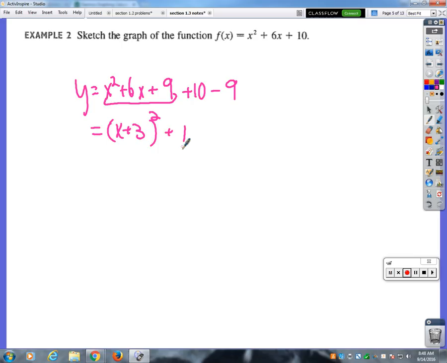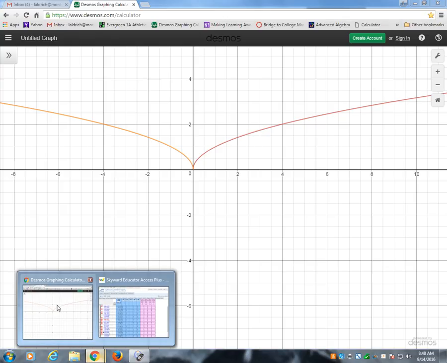So this is going to be plus 1. Now you can see this is obviously going to be a parabola. You should have known that from the very beginning. How far is it going to be left or right? It's going to be up 1, left 3. Okay, so we can confirm that by graphing.